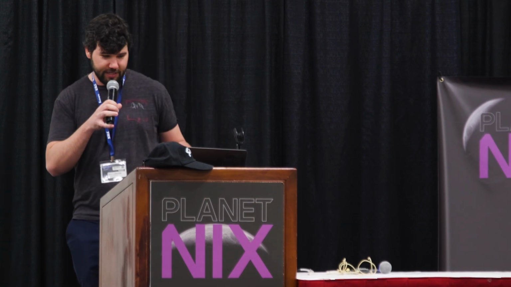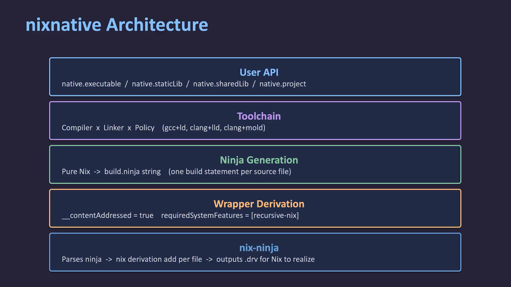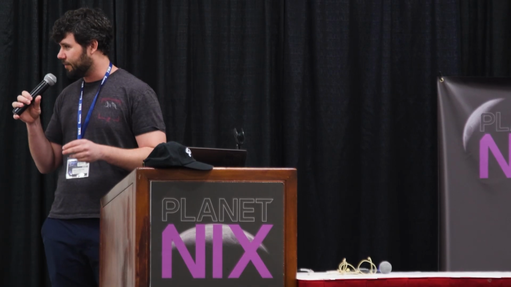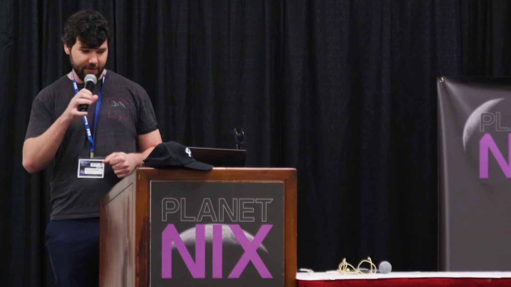And so the way I've designed this Nix library is that at the top level, you have a user API where you can ask for, I want to build an executable, I want to build a static lib, I want to build a shared lib. There's also a project abstraction that bundles default arguments together. I'll show you that later.